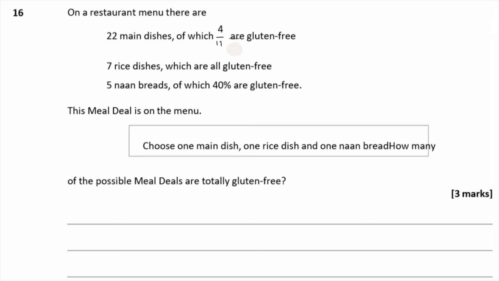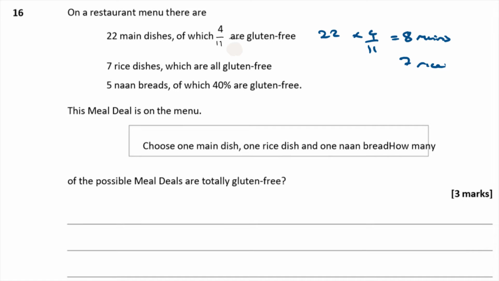Okay, so let's work out how many gluten-free dishes we've got to pick from our 3 different choices. Now, if I've got 22 main dishes, of which 4/11ths are gluten-free, 22 times 4/11ths, 22 divided by 11 is 2, times 4 is 8. So we've got 8 mains which are gluten-free. We've got 7 rice dishes which are gluten-free because they're all gluten-free.